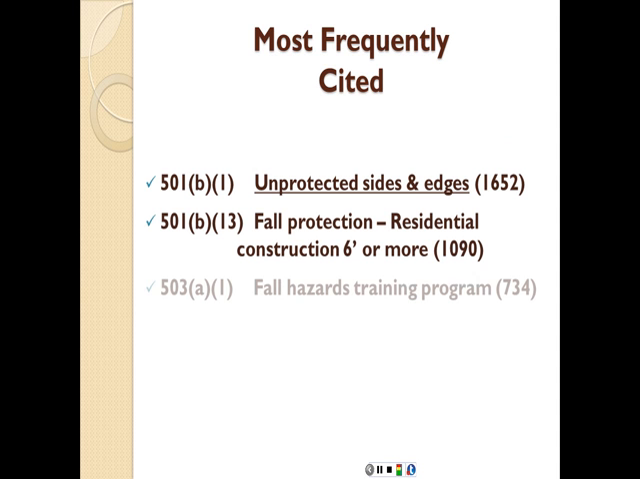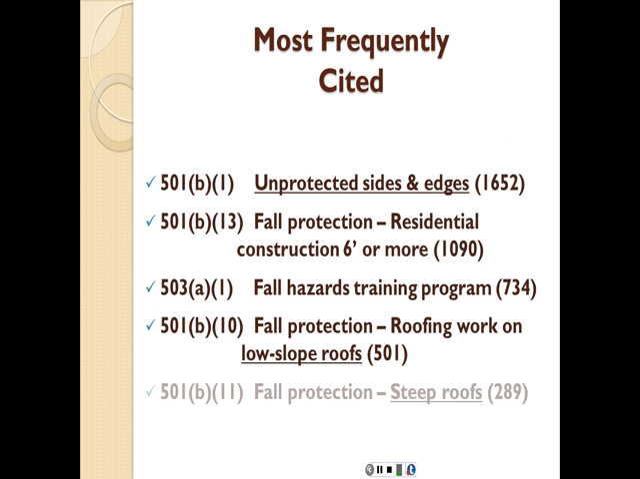Some of the most frequently cited violations related to lack of fall protection measures. 501(b)(1), unprotected sides and edges: 1,652 violations. 501(b)(13), fall protection, residential construction 6 feet or more, lack of that fall protection: 1,090 violations. 503(a)(1), fall hazards training program, the lack of a training program: 734. 501(b)(10), fall protection, roofing work on low slope roof: 501 violations. And 501(b)(11), fall protection on steep roofs: 289 violations.